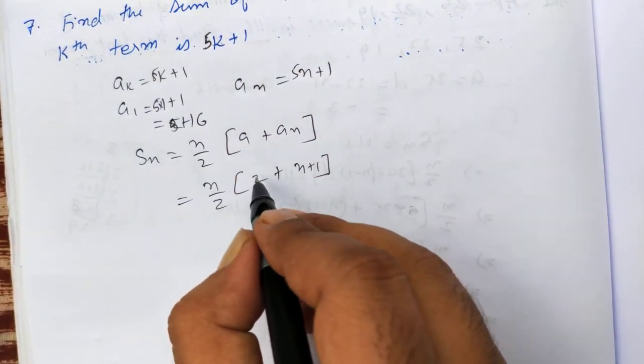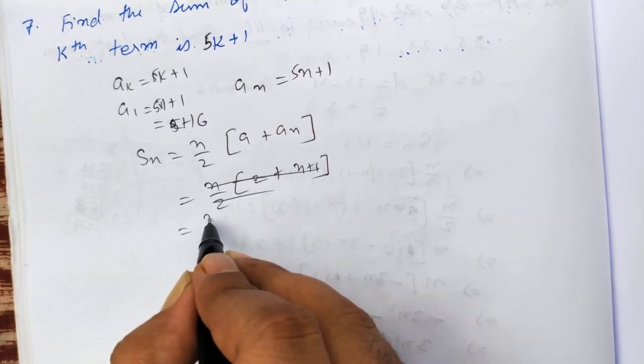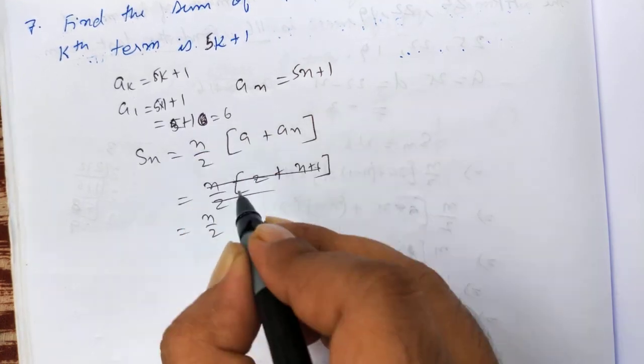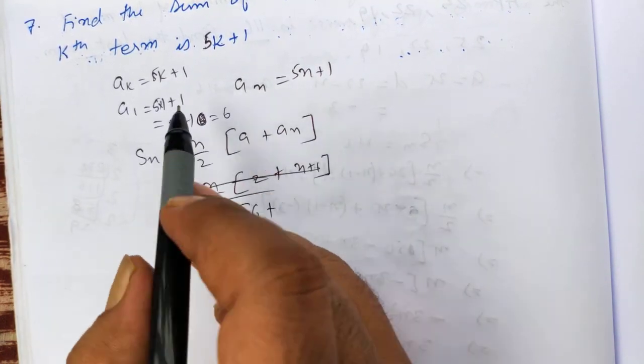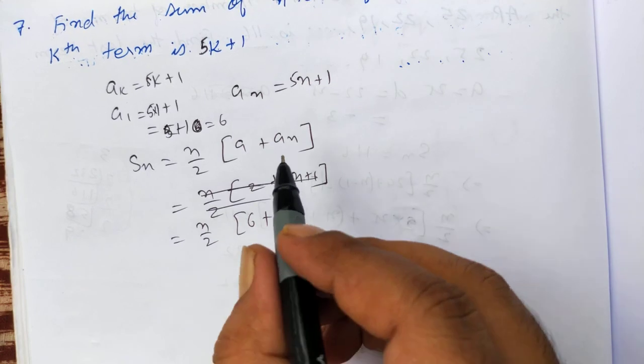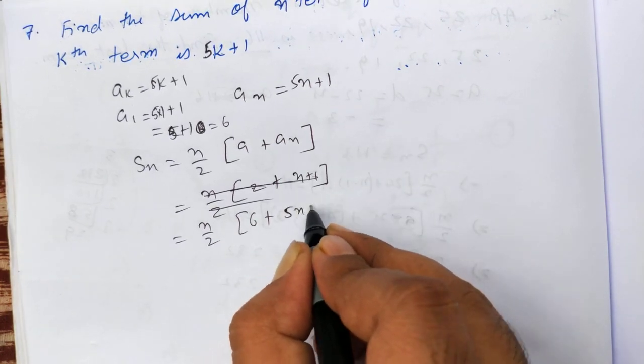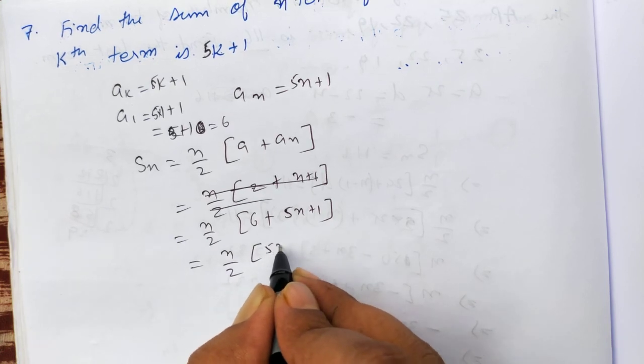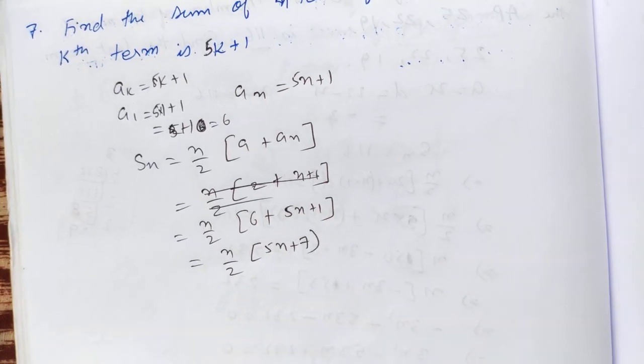So A1 is 6. This is 5k plus 1, I wrote k plus 1. So A1 is 6 and A_n is 5n plus 1. So we're getting n by 2 times 5n plus 7. This is your answer.